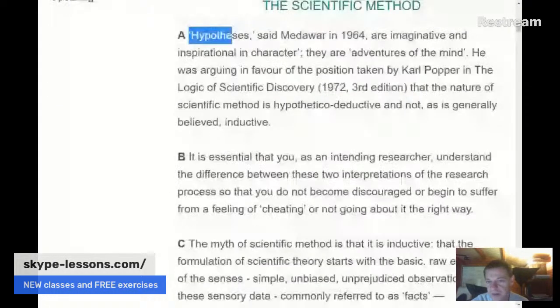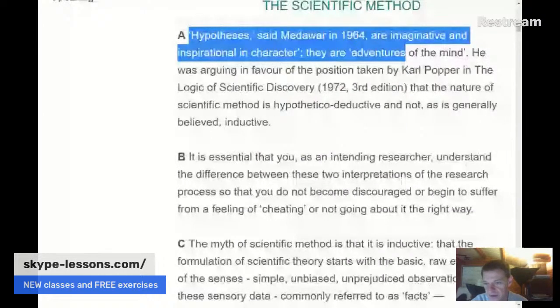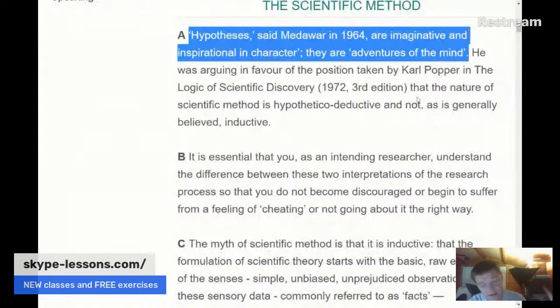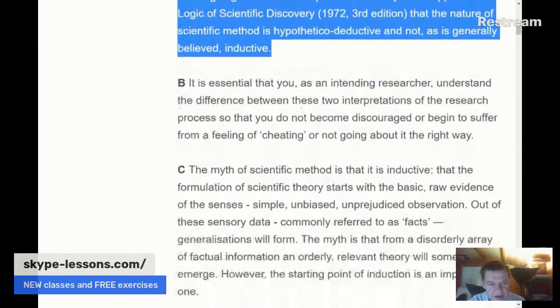Firstly, the first paragraph, hypotheses are imaginative. There's no advice there. He was arguing in favor of the position taken by Karl Popper. I think it's a very good position. What Karl Popper said, he's right, that the nature of scientific method is hypothetico-deductive. So there's no advice there. Have a look at the next one, though.